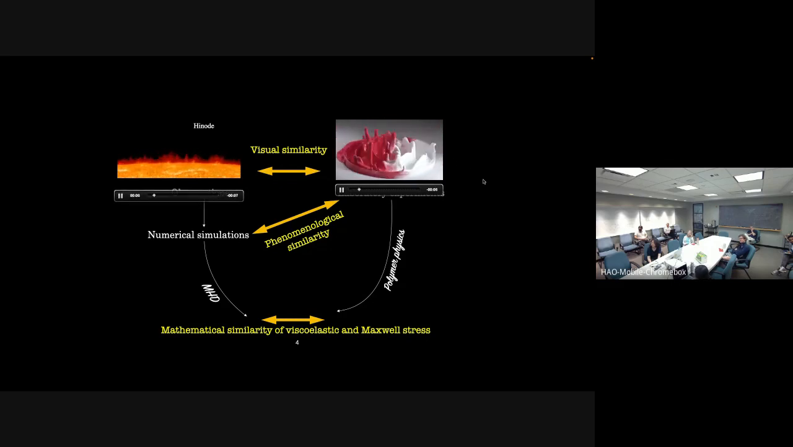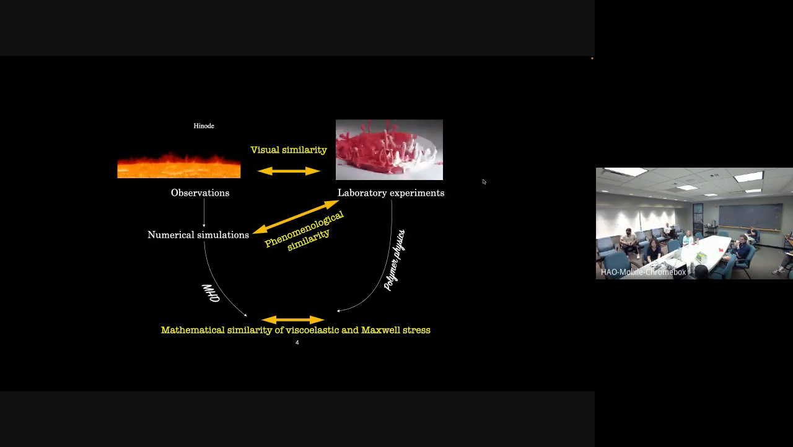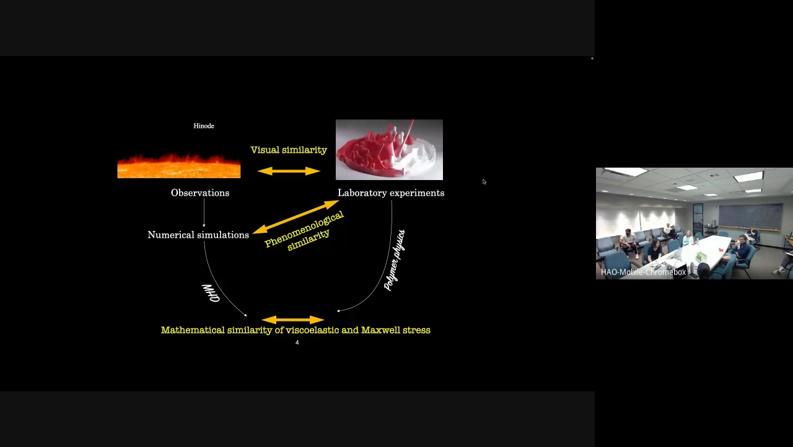So there is striking visual similarity, but the thing is, does the similarity stop at the visual level, or is there anything deeper that we can do with it? I would try to convince you that as we dig deeper, we actually find that there is indeed some mathematical similarity in terms of the viscoelastic and Maxwell stresses in both systems, and that leads to phenomenological similarity. So if you do parallel experiments in both systems, they have a very similar trend.